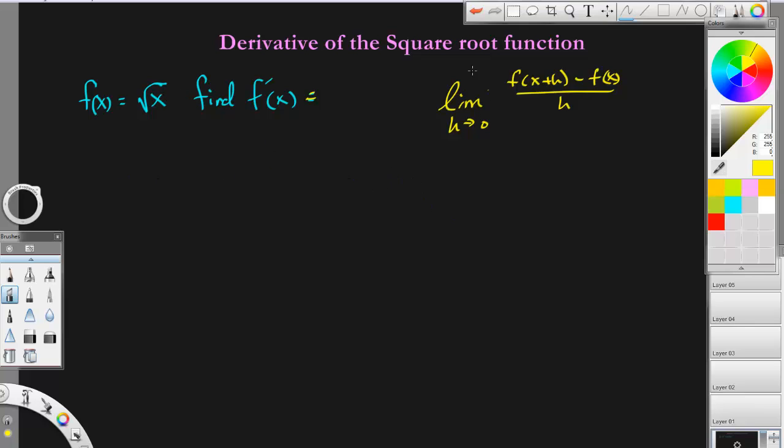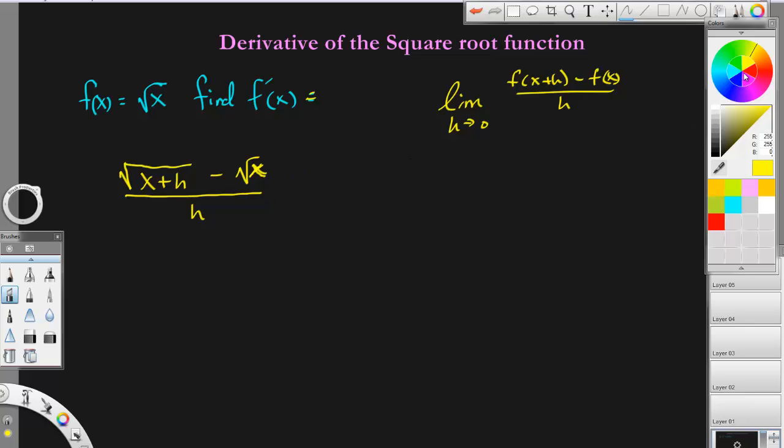I'm going to leave the limit off and bring it back at the end. So it's going to be the square root of x plus h, minus f of x. Well, f of x is the square root of x. Just like all the other ones, you plug x plus h into the original function, and then for f of x at the end, you just write the function down. And that's all over h. But the problem is, how does one simplify that?